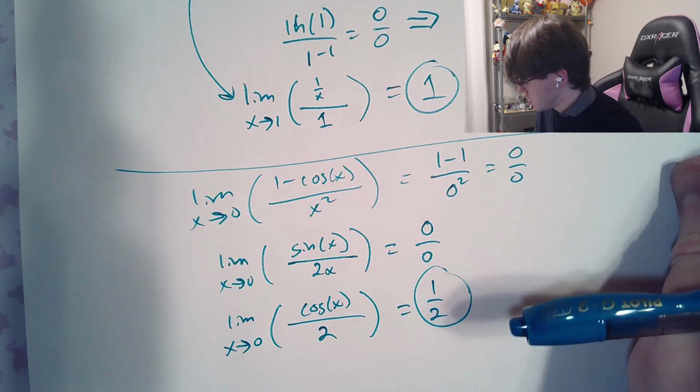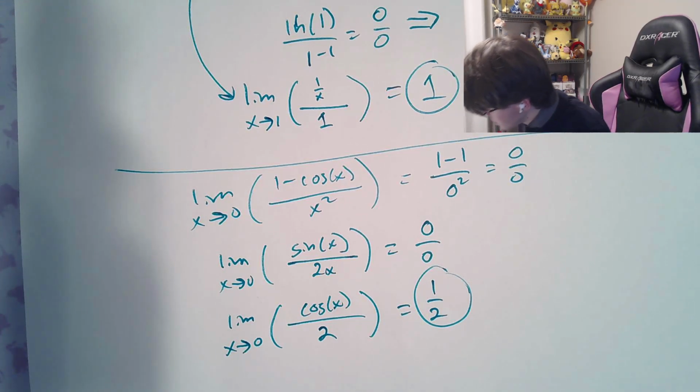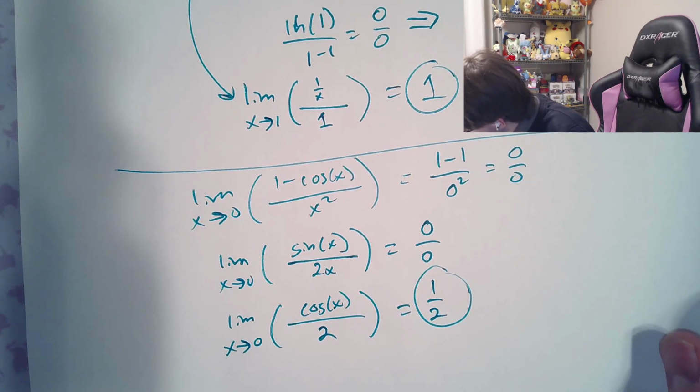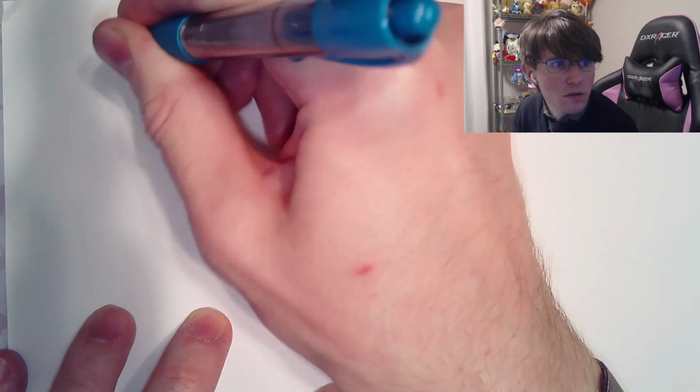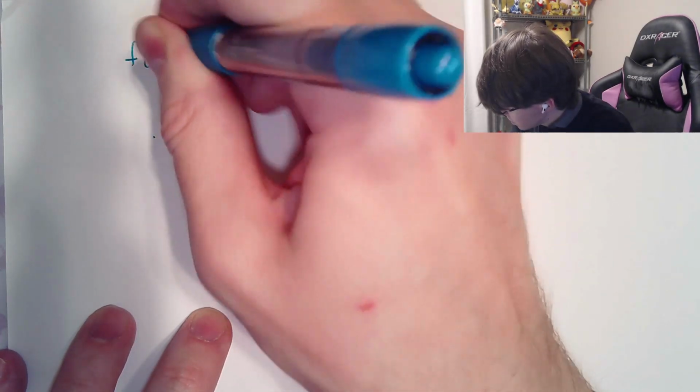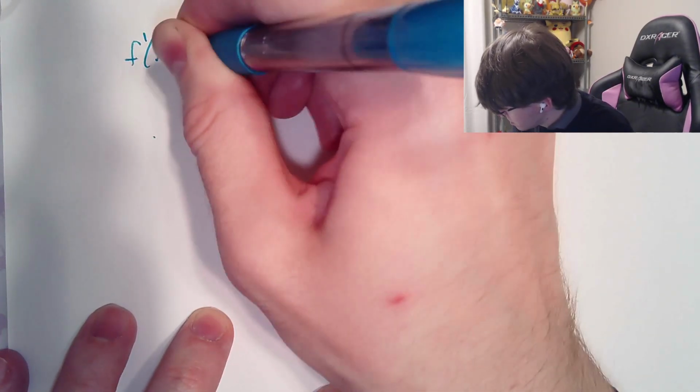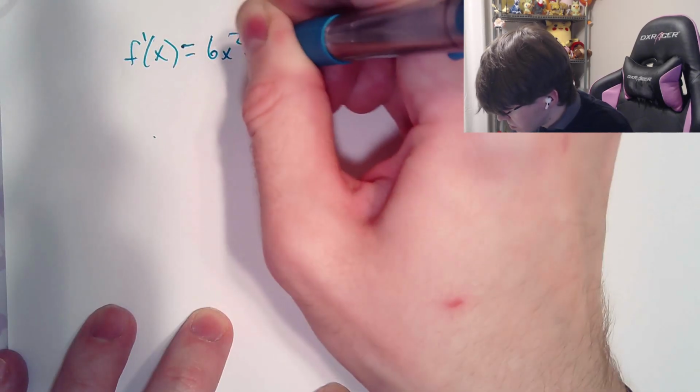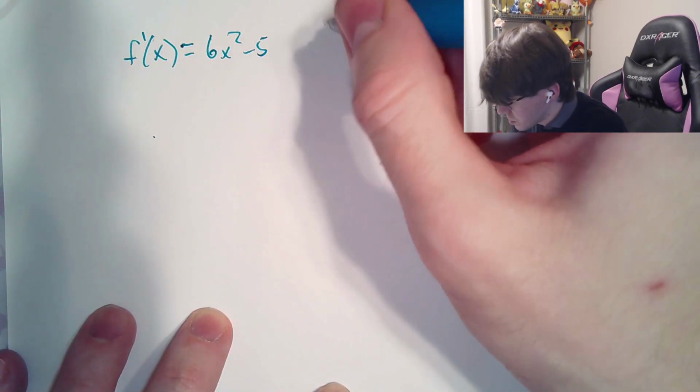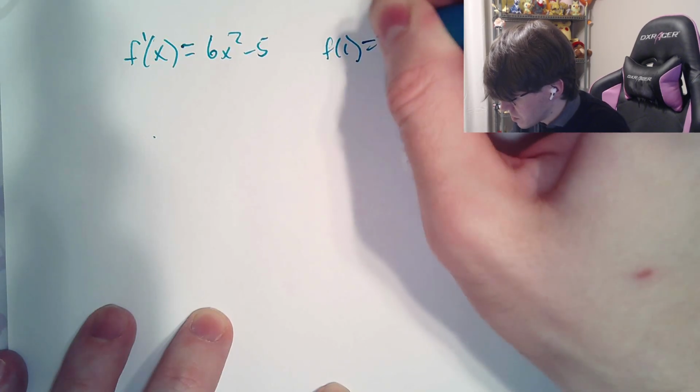Moving on to number 17, find f of x if f prime of x equals this. We got a differential equation, or an initial value problem, an IVP, as they say. So we have f prime of x is equal to 6x squared minus 5. And we are told that f of 1 equals 3.